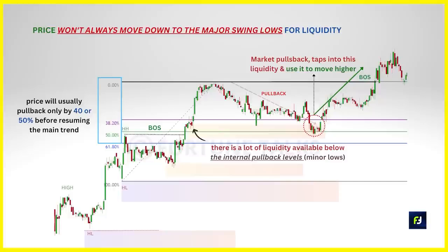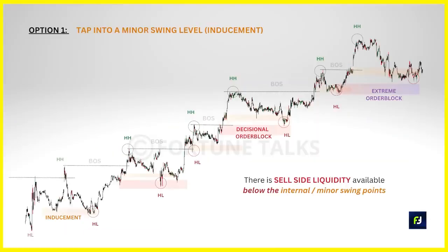Now the price won't always move all the way down to this major swing low. If you look at the chart, on most occasions, the price will pull back only by 40% or 50% before resuming the main trend. Now what do you think is the main reason for this? Now, I want you to understand that when price pulls back, it has got a few liquidity options to tap into. I have not discussed some of these terms yet, but bear with me on this.